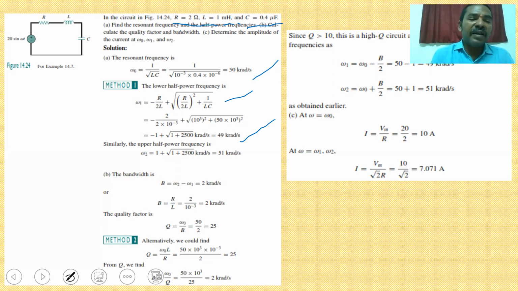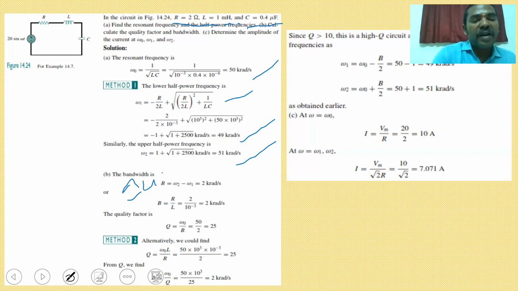Then for calculation of omega 2, R by 2L plus root of R by 2L whole square plus 1 by LC, substitute R value, L value and C value, then you can get the value of omega 2 is 51 into 10 power 3 radians. So kilo value we are getting for omega naught, omega 1, omega 2 with 50 kilo, 49 kilo and 51 kilo.